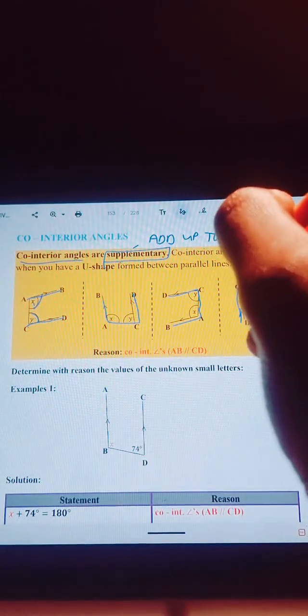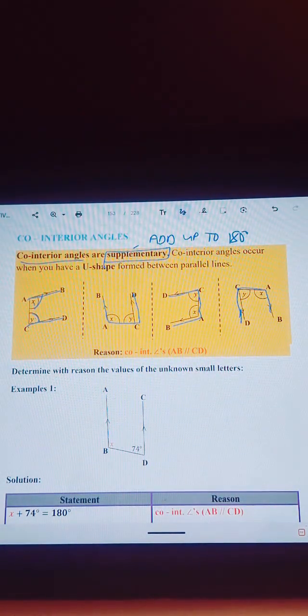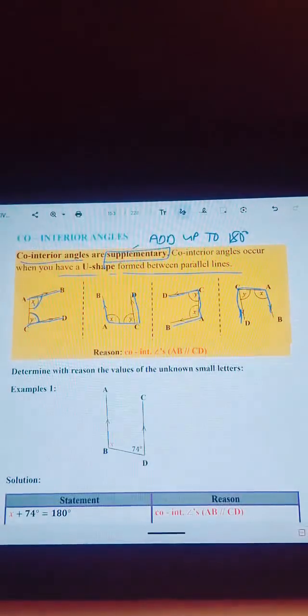Okay, so co-interior angles we say are what? Supplementary. What does supplementary mean? Add up to 180. So that's what we know about supplementary angles. These occur when you have a U shape formed between the parallel lines.